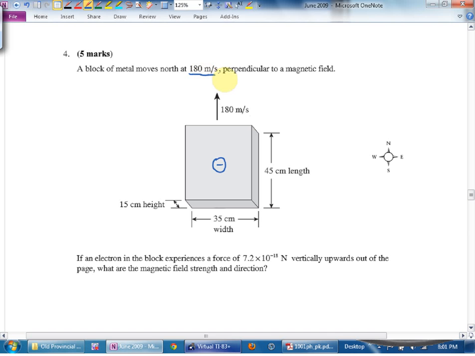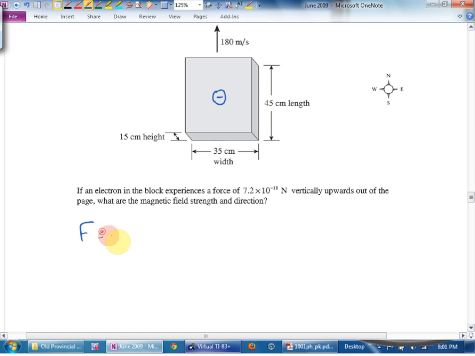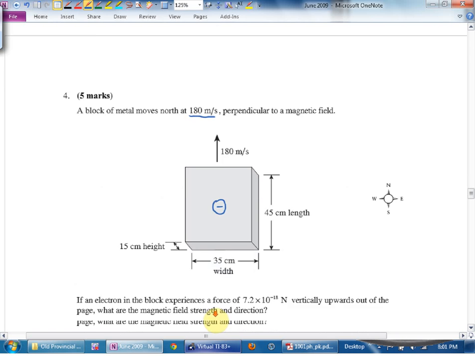How did you know not to use the wire equation? Because they're talking about an electron, which is a charge as well. Okay, so F equals QVB. I don't want V, I want B. B is going to be the force divided by QV. Do I know the force? Yeah, 7.2 times 10 to the negative 18 divided by Q. They didn't tell me. Oh, electron: 1.6 times 10 to the negative 19, right? That one I do finally have memorized. We've used it so often. V, they said, was 180. That's like two lines of work. That's not bad. I can crunch that and get the magnitude.